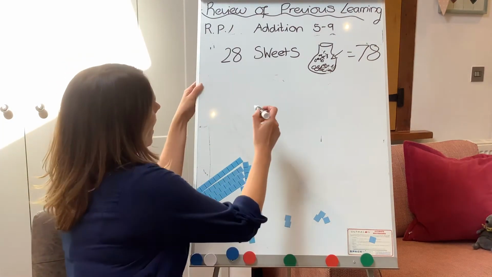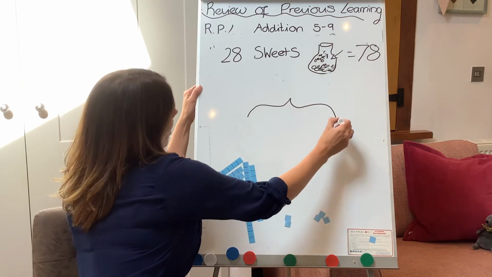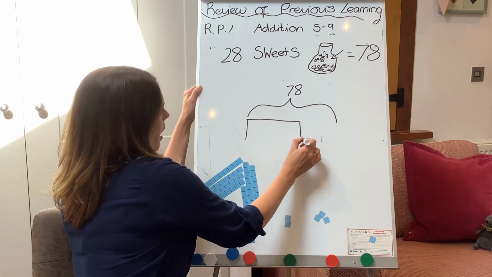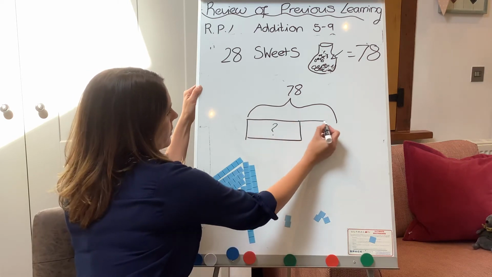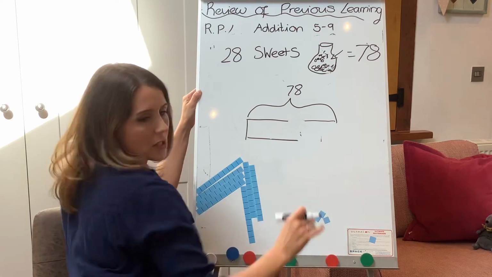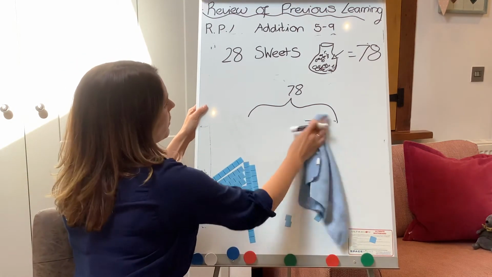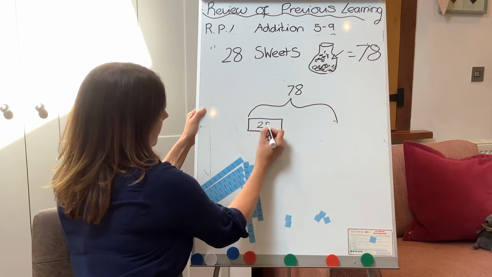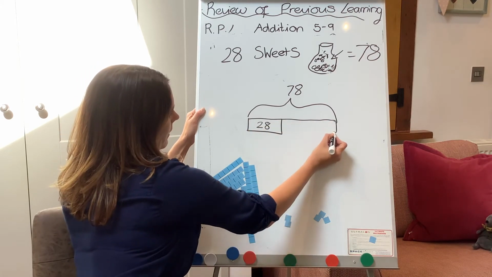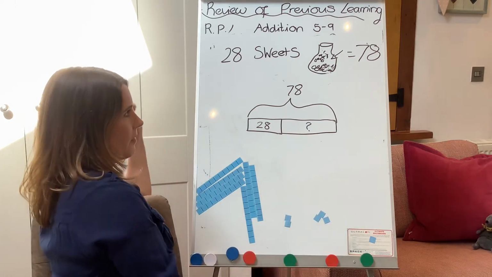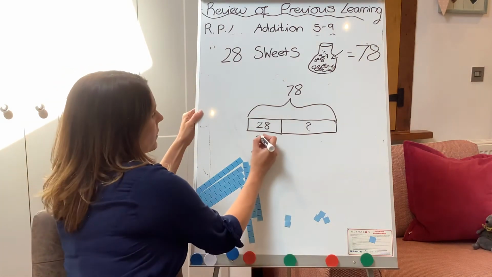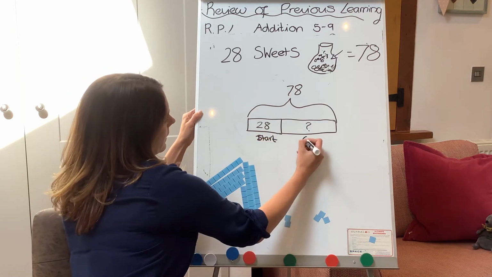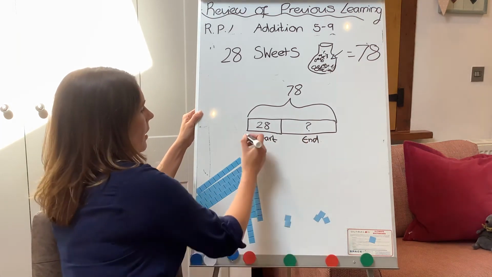So what I know is that there are 78 sweets in the jar. Amount was poured in, I don't know. I started off, well, actually I'm going to change that. I'm going to start off with what I do know. I know there were 28 in the jar, and there's an amount been poured in, and that's the bit I don't know, that's the bit I need to find out. Okay, so that's what's in to start, so I'm going to put start, and at the end, what's in there.